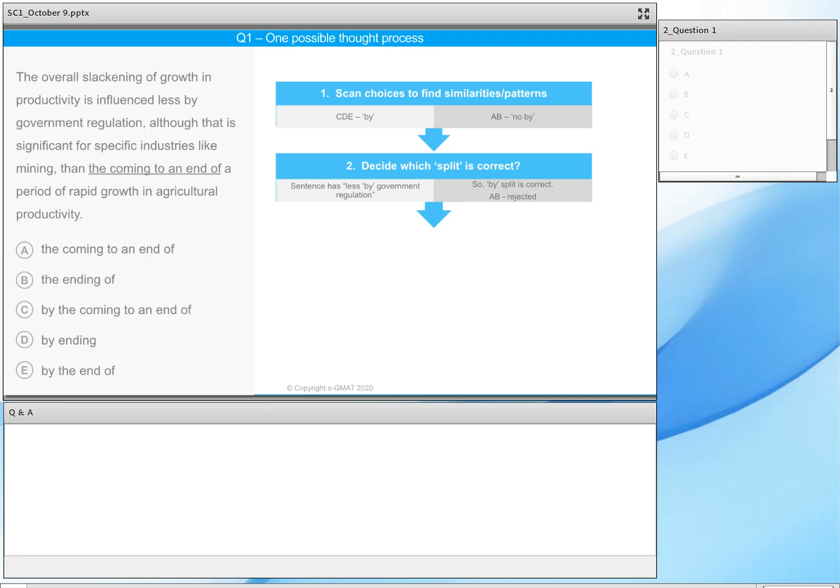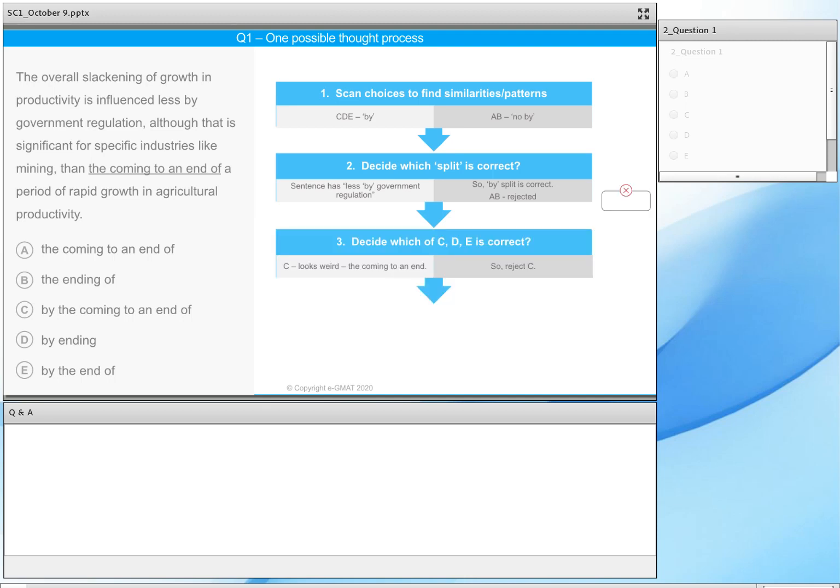So we scan through all the answer choices because we know that we need a by after than to maintain the parallelism. So A and B are out, right? That's the split method that we used. A, B without by; C, D, E with by. And then among the remaining three choices, C, by the coming to an end of, I mean, we don't talk like that. We don't write things like that. Doesn't look very nice.